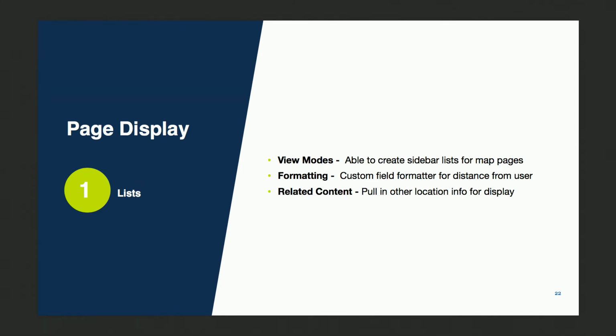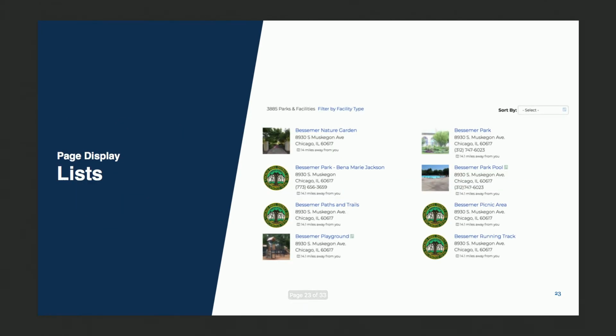That made a custom field formatter for the distance from user. If you want to say anything about that. Well, I'll talk about that in the slide where it shows it. And we also had to pull in other location info or content related to lists, like schedules.